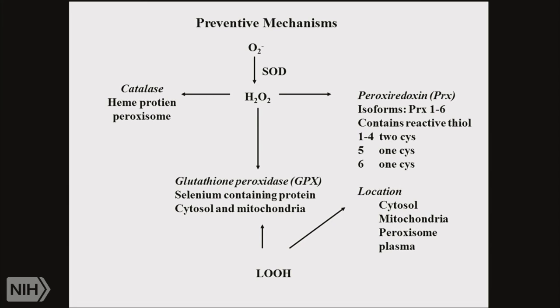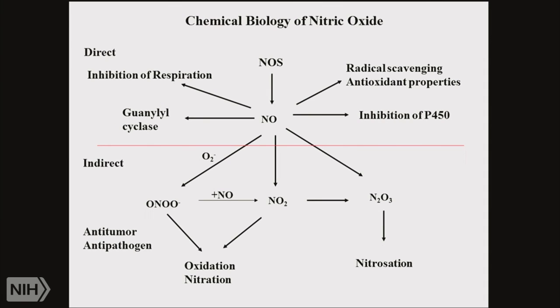But there are many isoforms here, and these tend to be in the membranes. This is regulating things, thiol activity in the membranes. And of course, if you produce lipid hydroperoxides, these can be controlled by the glutathione peroxidases, but it also depends on the location here, the mitochondria, peroxisome, and plasma.